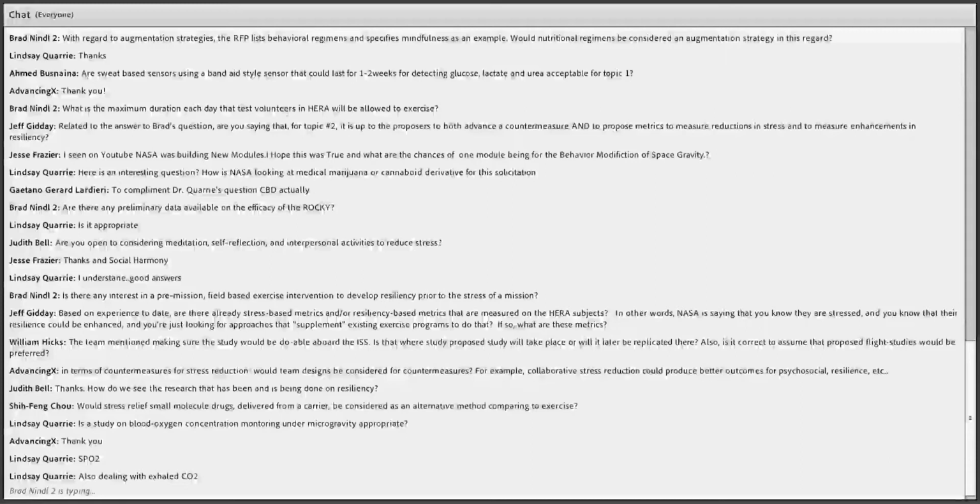Would stress relief, small molecule drugs delivered from a carrier, be considered as an alternative method compared to exercise? Again, it depends on the conceptualization and the ability to demonstrate the efficacy of that. As presented here, introducing a small molecule drug, we would need to know if it was safe to do that before we could use it. So there's a challenge without understanding more about the nature of that question. It's hard to be completely responsive to it.